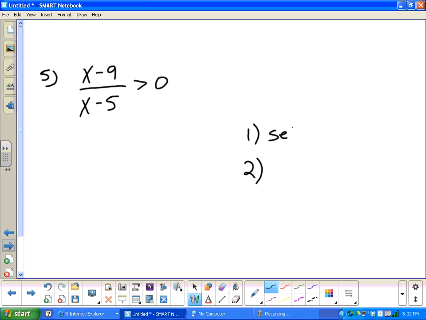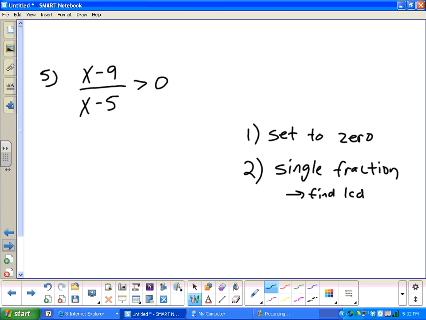So first thing is you set it to 0, and then the second thing here is you want a single fraction, which basically means that you're going to have to combine something together, and so you're going to have to find your least common denominator to do that. Now in this problem, those 2 things have already been done, so it wasn't a big deal, and that's probably why we really didn't miss that. So let's go over how we do these problems here.